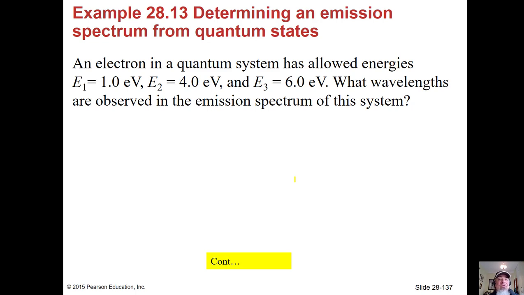Okay, here's an example. An electron in a quantum system has the following allowed energies: 1 eV, 4 eV, 6 eV. What wavelengths are observed in the emission spectrum? Okay, so first of all, what possible transitions do we have? Well, you can go from 2 to 1, you can go from 3 to 1, but you can also go from 3 to 2. So there's 3 different possible transitions going on.